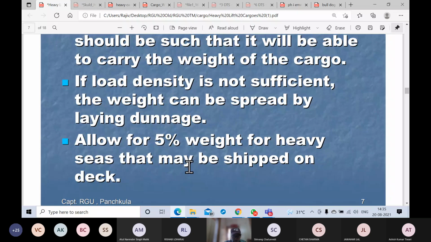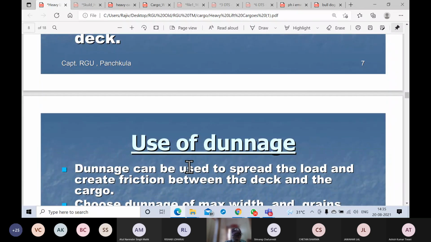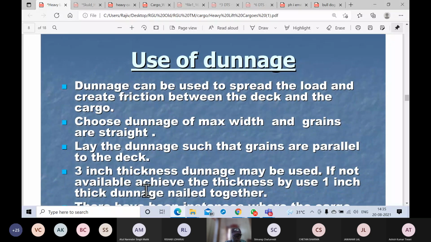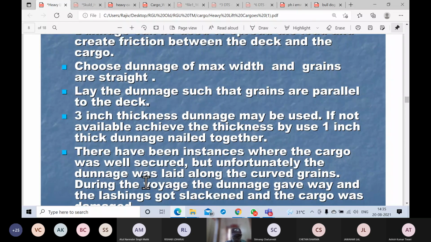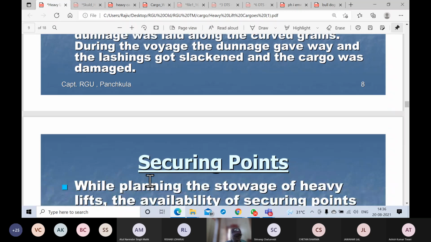Going further with the precautions, dunnage should be laid out. This will increase the friction between the deck and cargo, and also it will help to spread out the weight, because you are using dunnage. Dunnage can be nailed together, maybe 3-inch dunnage. If you have only 1-inch thick dunnage, you nail it together to make it 3-inch, and then spread it out so that you will increase the surface area.